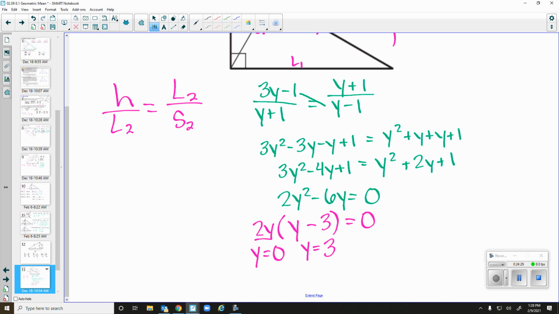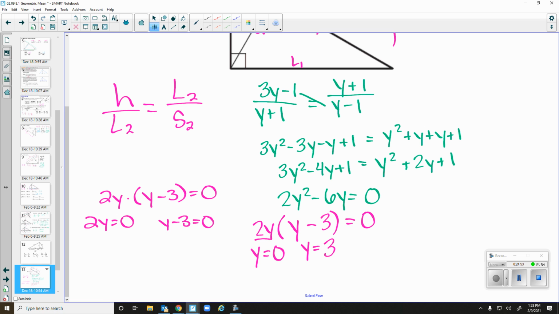Wait, how did you get y equals 0? Every time you have a quadratic, when you factor it, the two things that are being multiplied, you set each one equal to 0. Ah, right. So then this one gets to the 0.